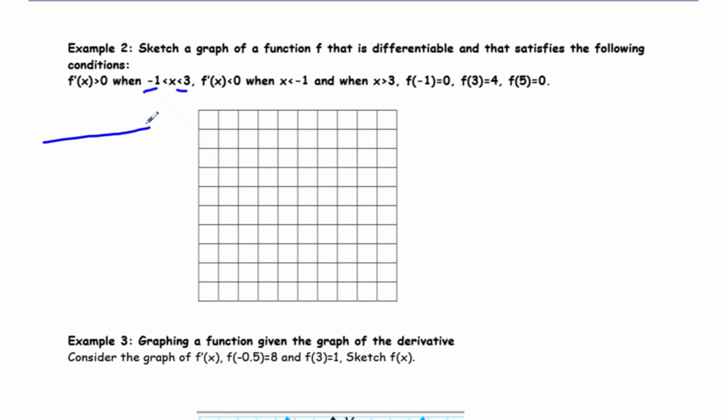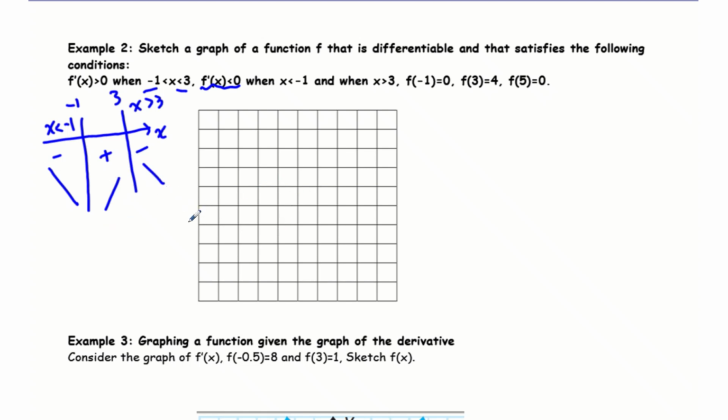So if we draw the chart, x from negative 1 to positive 3, f prime is positive, so it's increasing. And for x less than negative 1, it is negative, so it's decreasing. And for x greater than 3, f prime is negative 2, it's negative, so it's decreasing. So roughly we have the graph in this way.